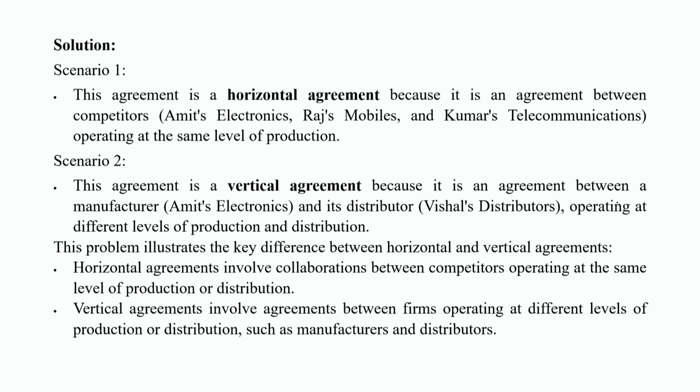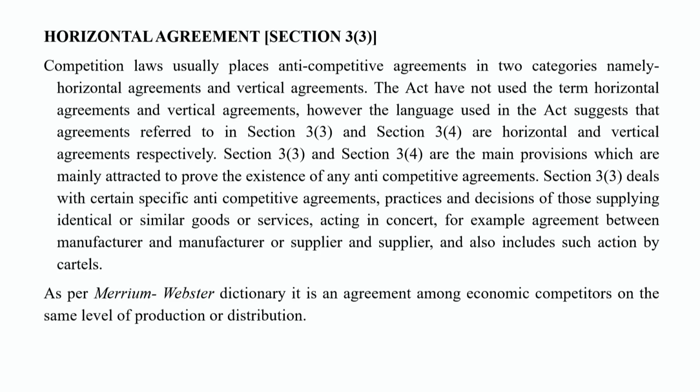So you can see this problem illustrates the key difference between horizontal and vertical agreement. Horizontal agreement involves collaboration between competitors operating at the same level of production or distribution, and vertical agreement involves agreement between parties operating at different levels of production, such as manufacturer and distributor, generally in the same supply chain. So let's see the details of horizontal agreement. Horizontal agreement is covered within the provision of section 3, subsection 3.